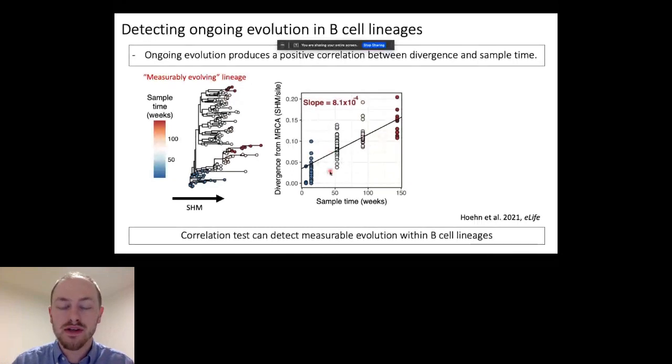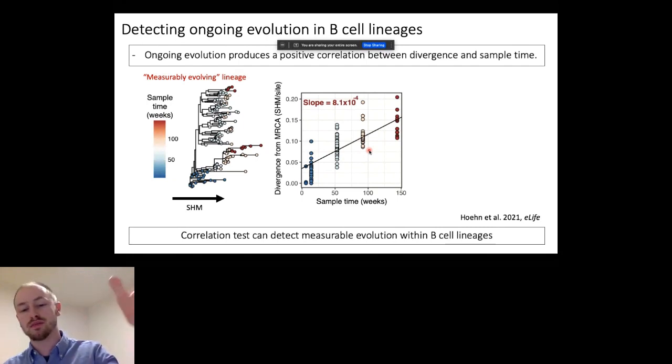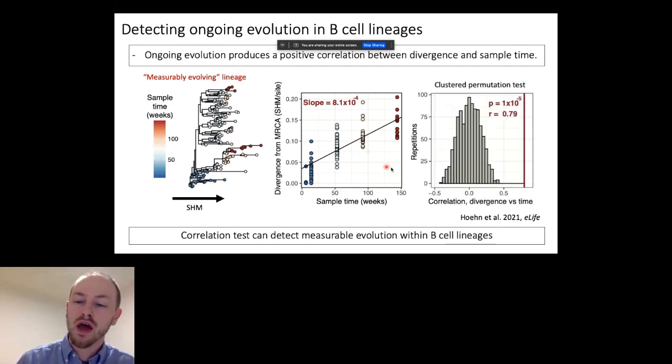And we can see in this lineage, there's a very clear positive relationship between sampling the lineage at later times and there being more mutations. And we can calculate the significance of this relationship using a clustered permutation test, which we developed in this paper, to show that the correlation we observe between sample time and divergence is much greater than what we would expect from random chance.